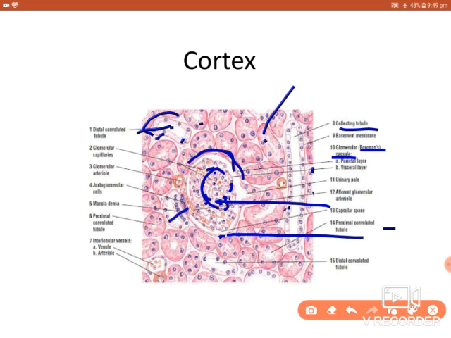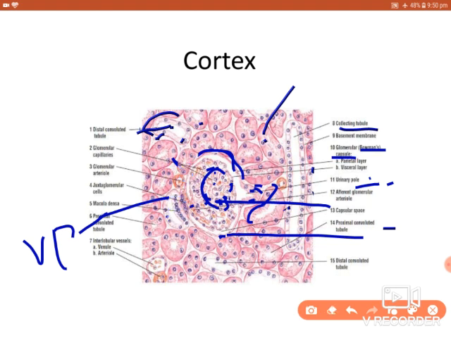So there is an afferent arteriole, and this efferent arteriole will be there. That area forms the vascular pole. The opposite of that, you can see, is the urinary pole. From there starts the proximal convoluted tubule. You can see the proximal convoluted tubules.